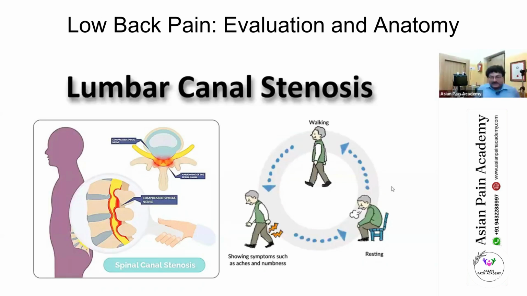Lumbar canal stenosis. This is one condition that can occur either by a prolapsed disc, or by a hypertrophied facet, or by spondylolisthesis. Whatever the mechanism is, ultimately they are compromising the canal diameter, most commonly the central canal diameter. Sometimes lateral canal stenosis might occur, but the symptoms will be different. When we say lumbar canal stenosis, we usually consider central canal stenosis. So what happens in those conditions?